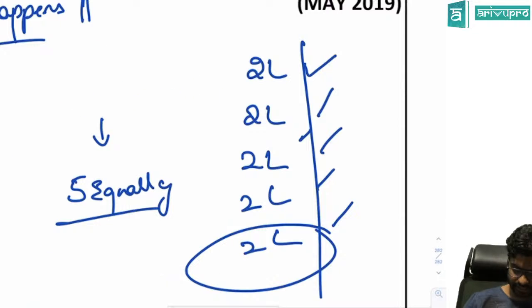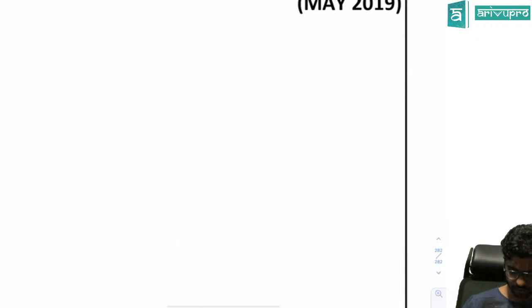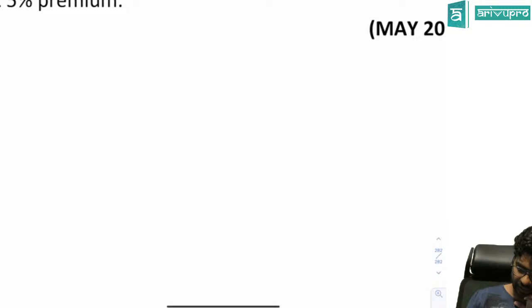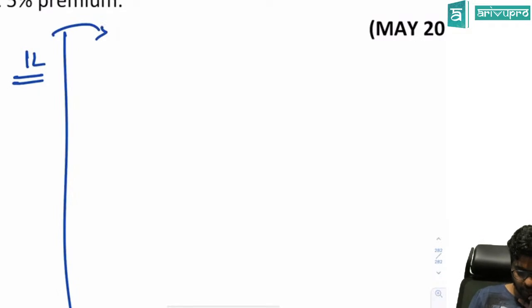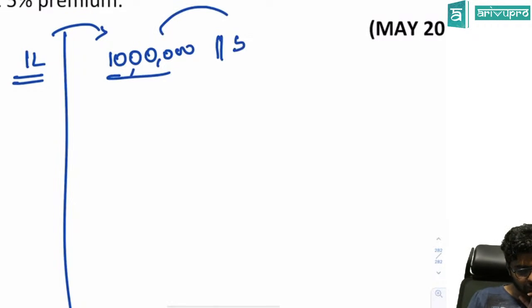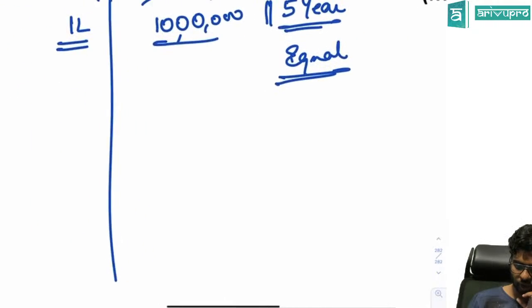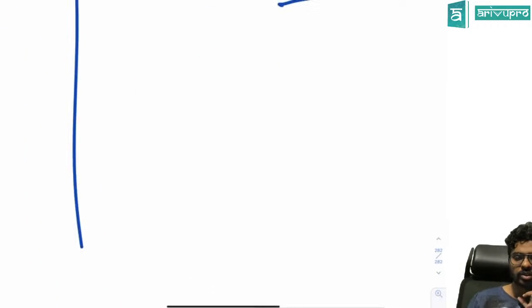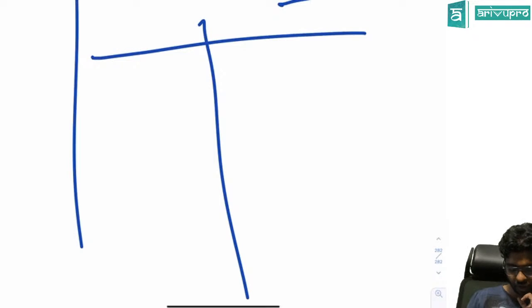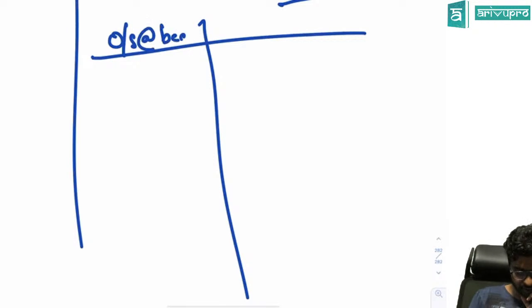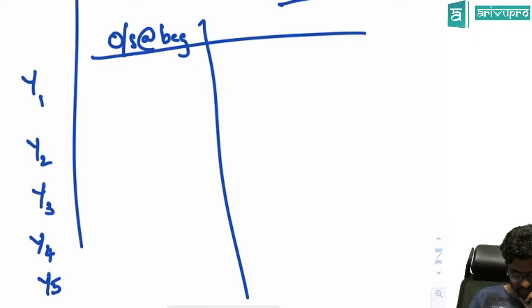Clear? Now in this case, how are you going to write off the discount? Okay, guys, see here. Let's say there is a discount of 1 lakh rupees on debentures worth 10 lakh, and debentures have to be redeemed in 5 equal installments. Now in this case, how do we write off this loss of 1 lakh is the question. So you need to make this table first, called outstanding at beginning of the year: year 1, year 2, year 3, year 4, year 5.